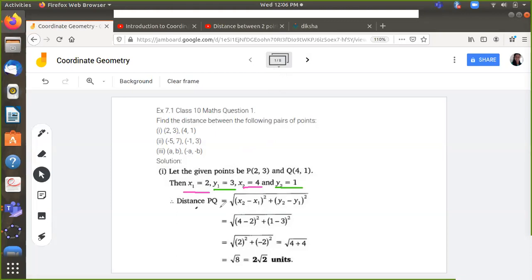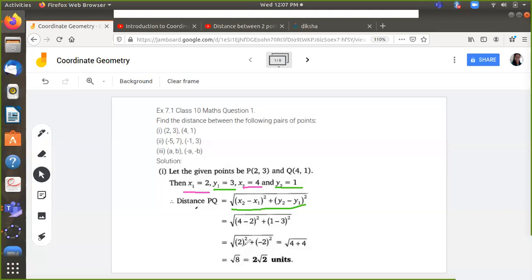I just take down the formula. Please make it a point to write down the formula every time you do a problem on coordinate geometry, because this has got value points in your board valuation. Whenever there is a problem on coordinate geometry, definitely there will be the usage of one of the formulas you have just learned. So please show it to the evaluator that you know the formula. This is how you have to show. You have to write distance PQ equals square root of x2 minus x1 the whole square plus y2 minus y1 the whole square. So that we substitute now. Your x2 you have taken as 4, sorry, x1 you have taken as 2, y2 as 1 and y1 as 3. So just substitute.